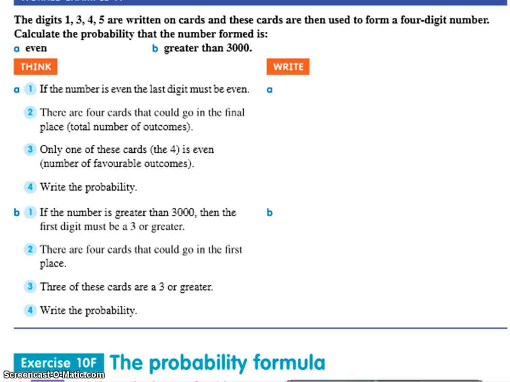So how many of the cards can actually go in the last place? There's 4 cards. 1. Yeah. So out of all the results, you know that only 1/4 of them will be even. Can you see why? I'm going to assume that's a yes.